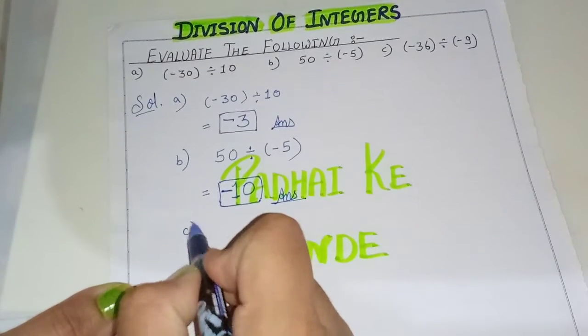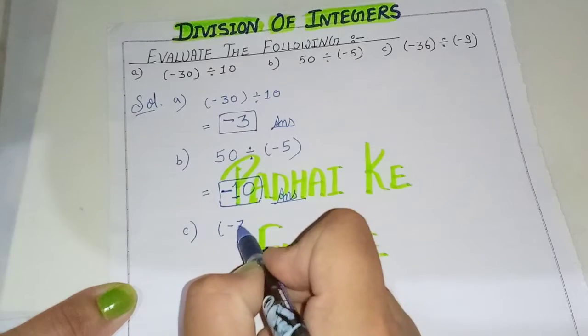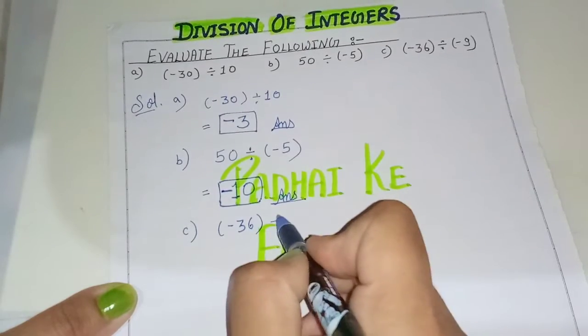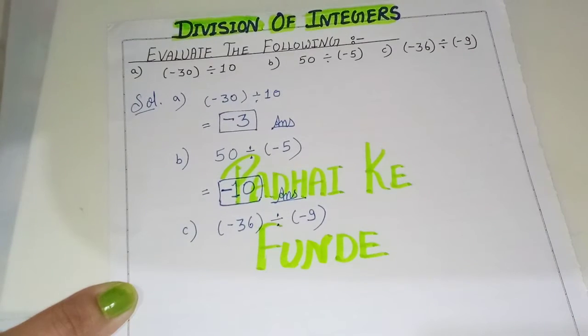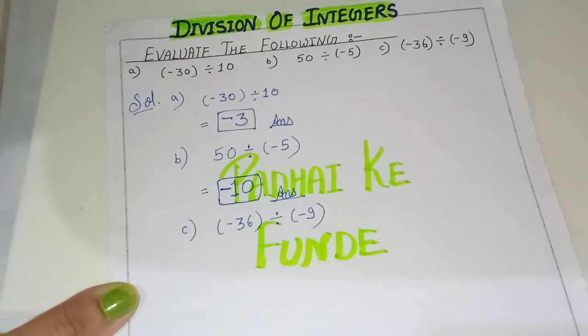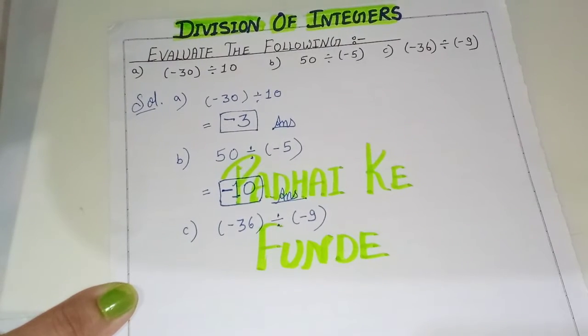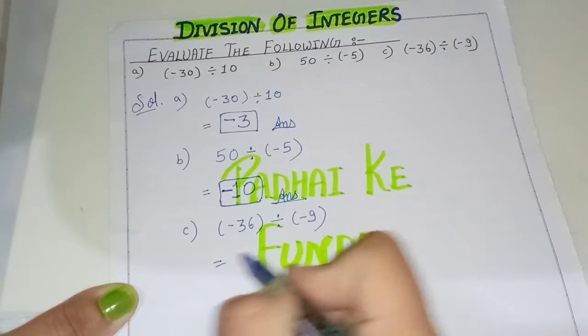And let us see the third point here, that is minus 36 divided by minus 9. So here we are going to divide 36 by 9. So we have 9 4s are 36. So our answer will be 4.